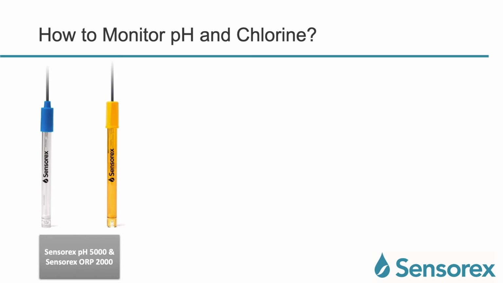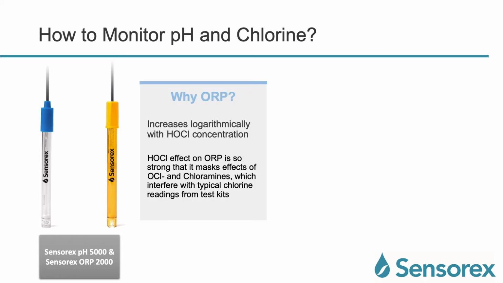Well, now you must be wondering why ORP. Interestingly enough, ORP increases logarithmically with the hypochlorous concentration. In fact, the effect of it is so strong that it masks the effect of hypochlorite and chloramines, which typically interfere with chlorine readings in those test kits. This gives inaccurate measurements. Using ORP for chlorine is also a popular option in Europe.